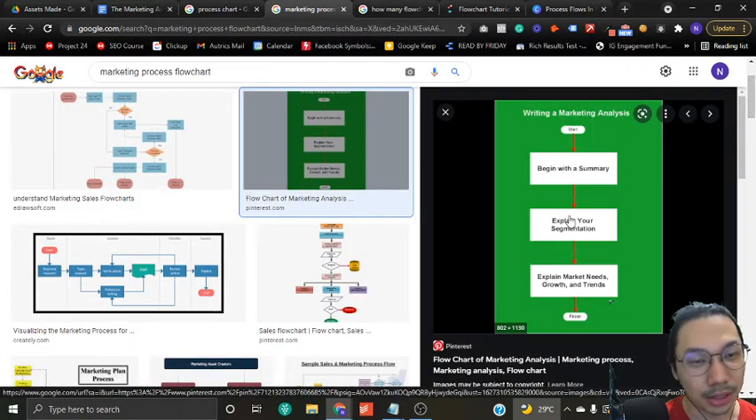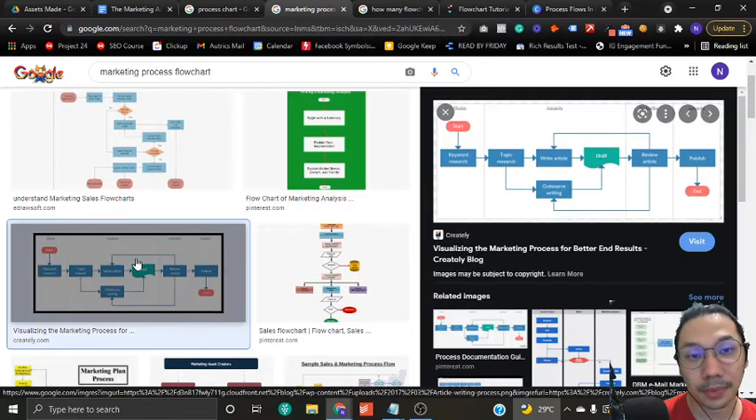This is really useless because it's one straight line instead of diverging and all that. We're going to try and make a more robust kind of process flow, but hopefully ours doesn't look as linear as this because, come on: begin with a summary, explain your segmentation, explain market needs, growth and trends, finish. Really, that's it?